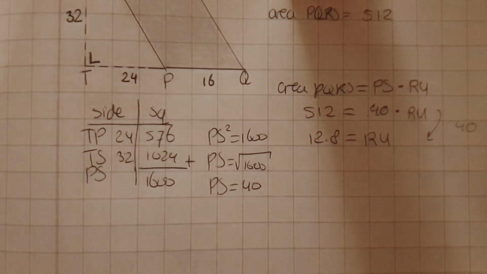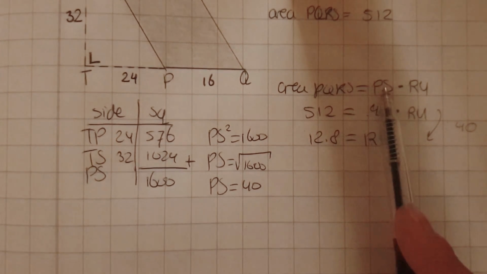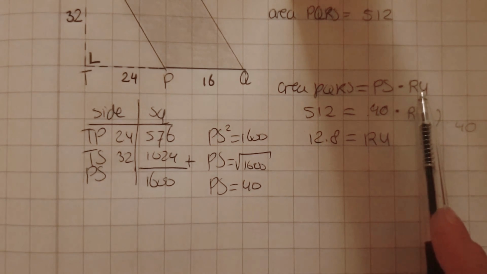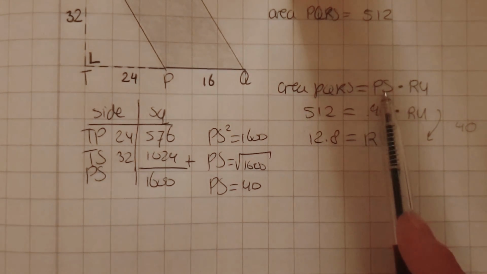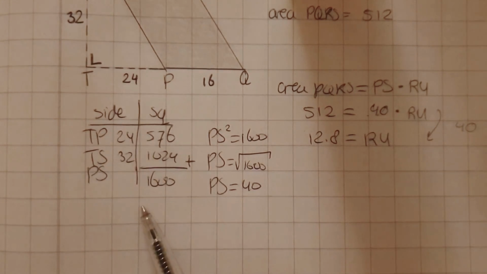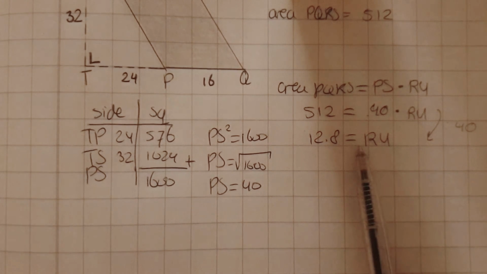I had to take a lot of steps here. First I had to figure out that PS was the base and then RU was the corresponding height. I wrote it down. Then I was kind of stuck because I didn't know what PS was, but I calculated with Pythagoras theorem. It was 40, and then I filled it in and did balance method to figure out what RU was. So it's actually a lot of steps here, and a lot of students have problems with this because they don't know how to start.